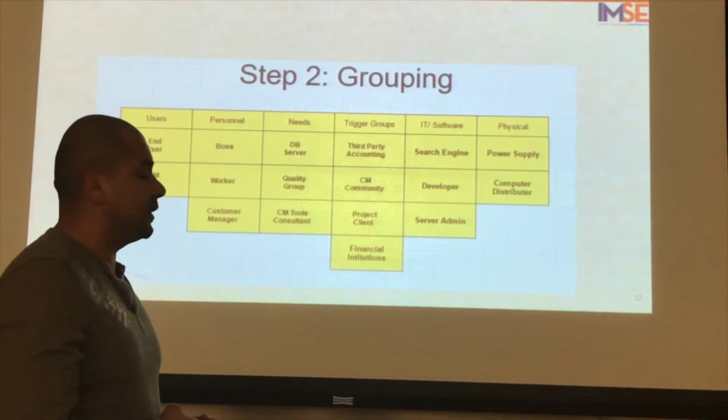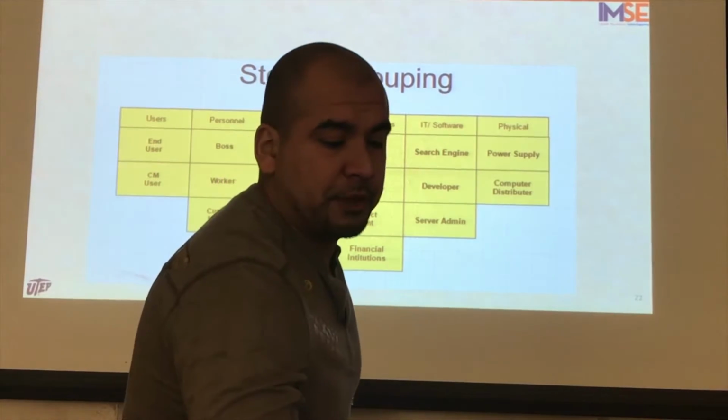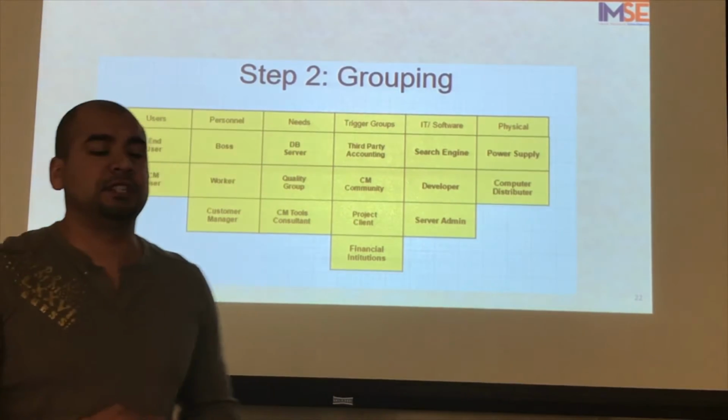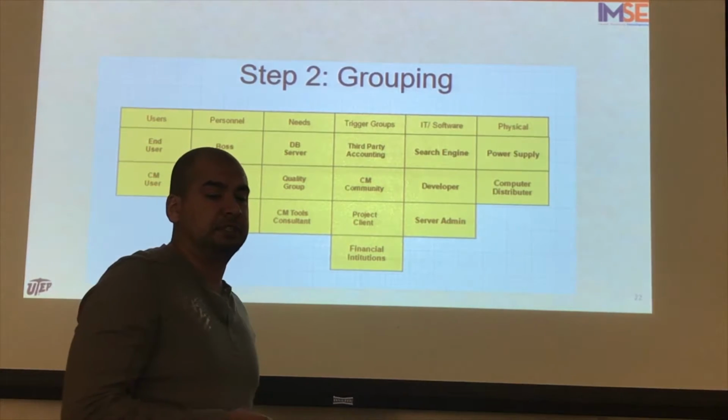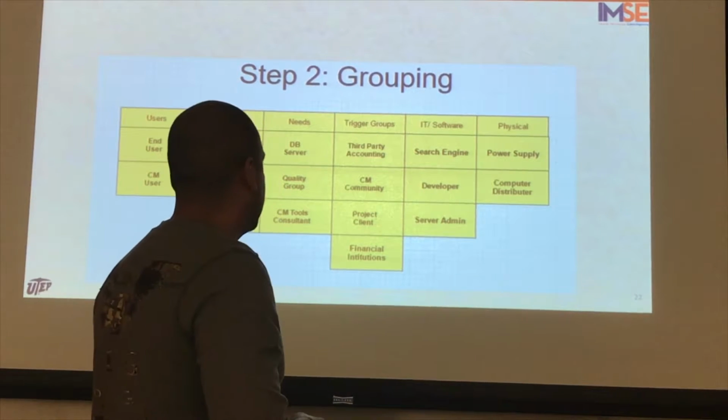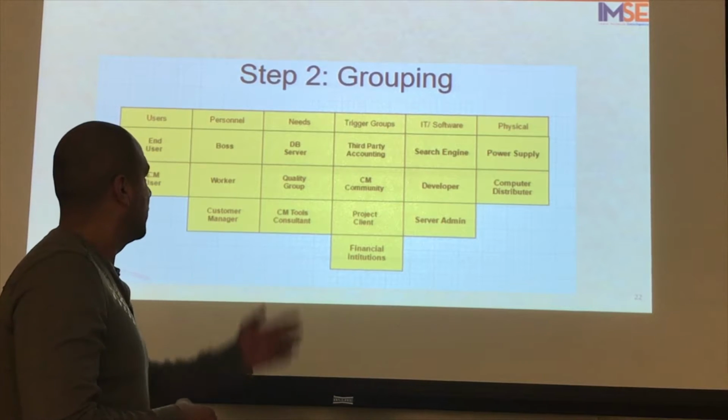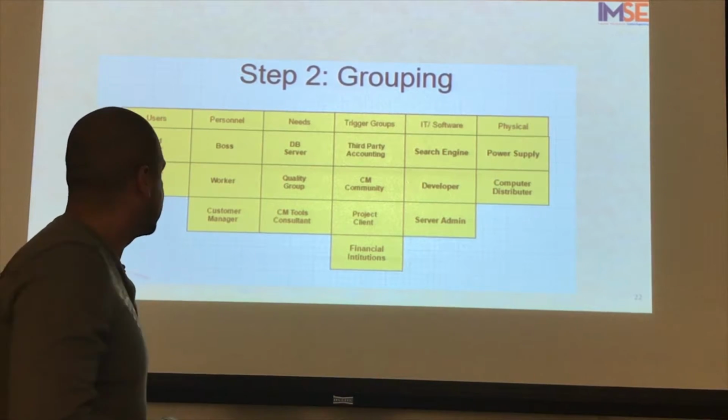So step 2 is to actually group them based on similar or common views or requirements. These groups should be given a collective name. In our example, we met all the criteria.